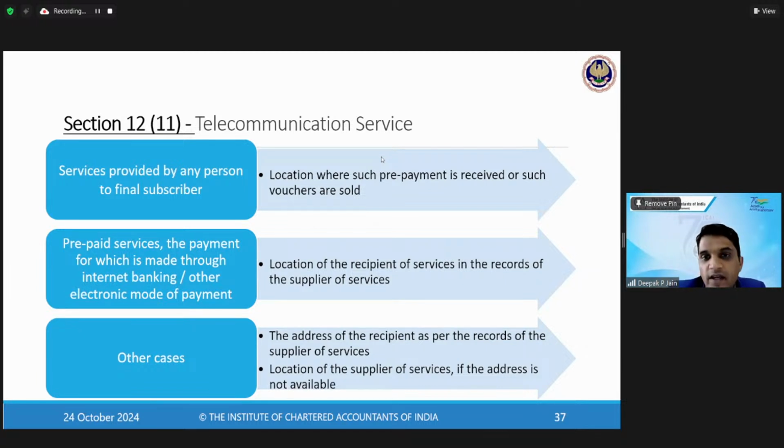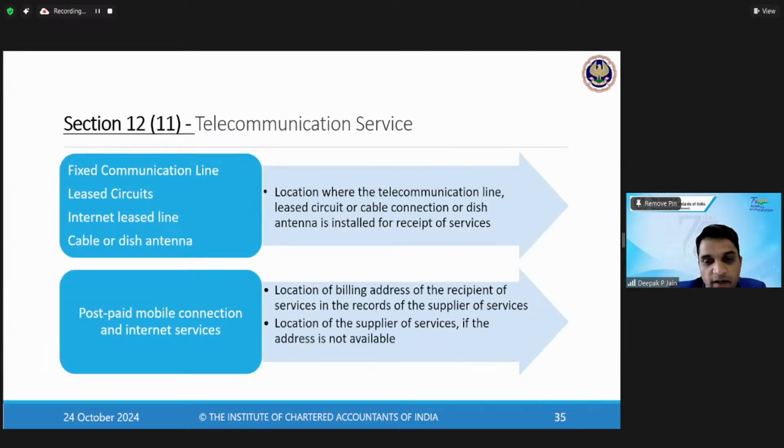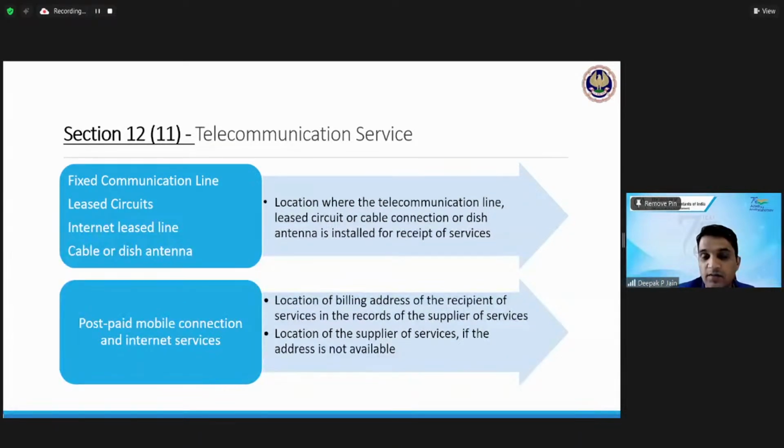Postpaid. Okay. So in case of postpaid, what will become the place of supply? The place of supply in case of postpaid will be the location of the billing address. When you get a postpaid connection, you would have given the address where the bill has to be delivered. Even if the bill is not delivered, they still ask for the address, because in postpaid you receive services and later on you make the payment. That's where they need your address. So wherever you have given the address, that address will become the place of supply. If you have not given the address, then the location of the supplier itself will become the place of supply.